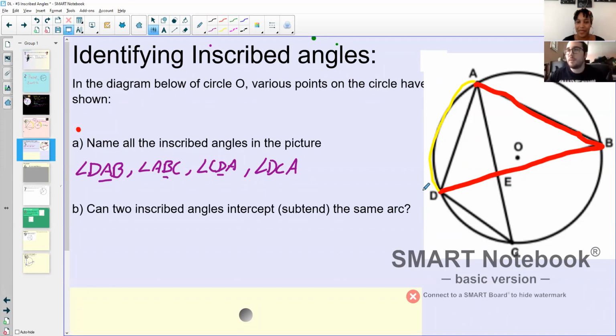DCA. Nice. So check this out. DCA. I should be using straight lines. Do you see, now that we highlighted it, that these two inscribed angles intercept the same arc, meaning their pizza crust? So if this green thing was a pizza, this is its crust. If this red thing was a pizza, this is its crust. Do you see how they both use the same intercepted arc?